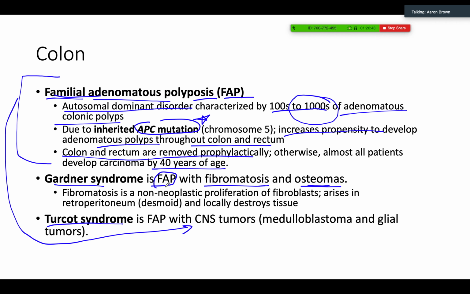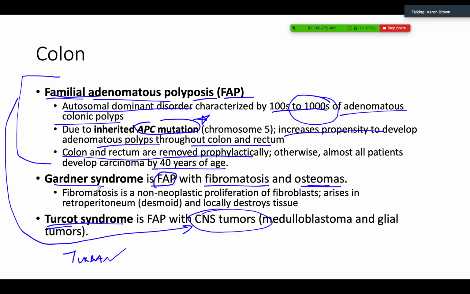Okay, and so how are you going to remember this? For me, Turcot kind of reminds me of a turban, right? Turcot kind of sounds like turban, right? Turban you wear on your head. That's where your central nervous system is, right? And so Turcot syndrome, I think of turban syndrome, and so that is CNS tumors.